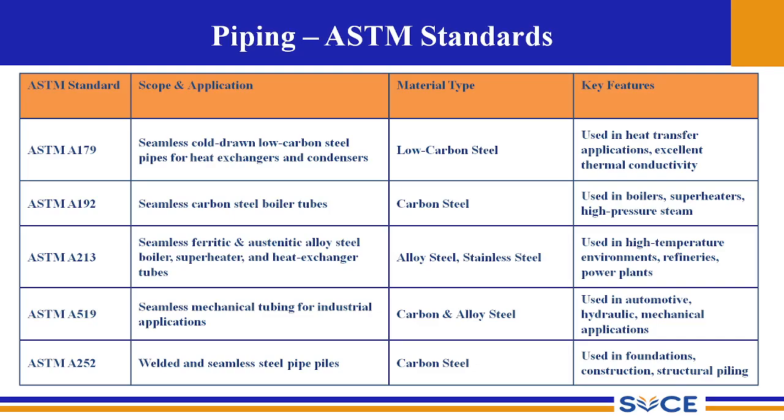So we also have a few other standards of ASTM. A179, which is used for heat exchangers and condensers. Then A192 for carbon steel boiler tubes. Then A213 for boilers, superheaters, and the heat exchanger tubes. Then A519, which is used for mechanical tubing for industrial applications. Then A252, which are used for welded and seamless steel pipe piles. So the key features of each and every ASTM standard is listed.